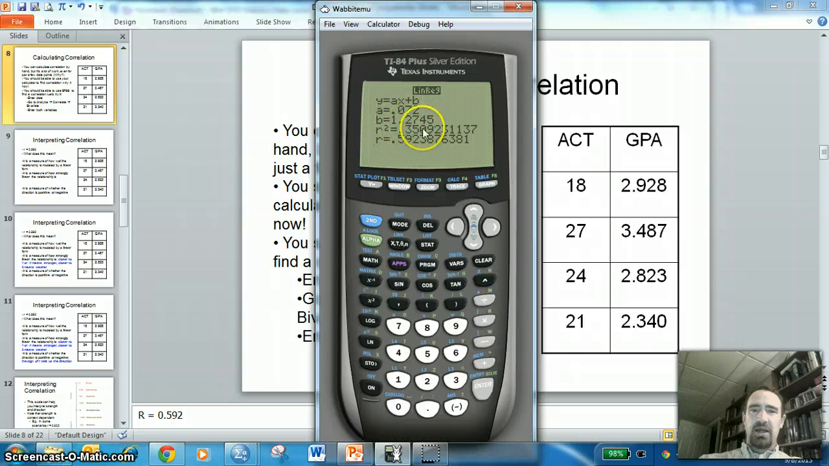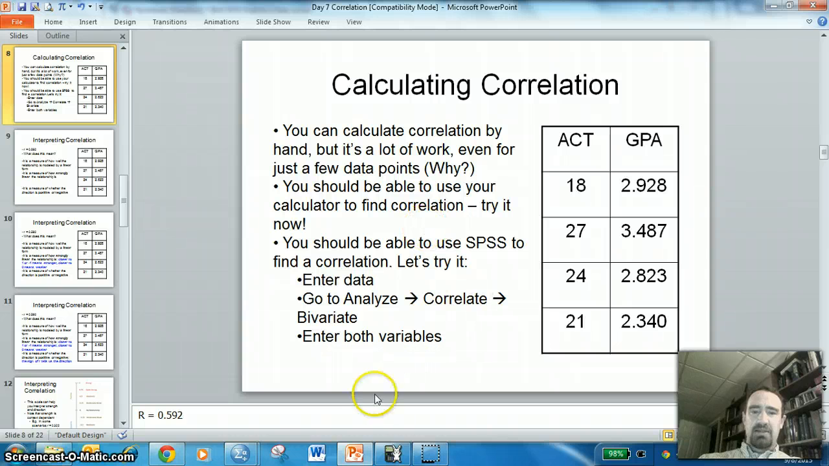I get this output. I get some a's and b's. We'll talk about what those are and r squared, but here's what I want: r equals 0.592. Now, take note, if your calculator is brand new or if you've never used it to calculate a correlation before, you may only see a and b, and you may not see r squared and r. What you need to do is turn the diagnostic on. For directions on how to do that, check the Tartan, the folder with all the calculator instructions, and there's one that says TI 83/84 correlation fix. But here's how we do it on a TI graphing calculator: r is 0.592. How about with SPSS?